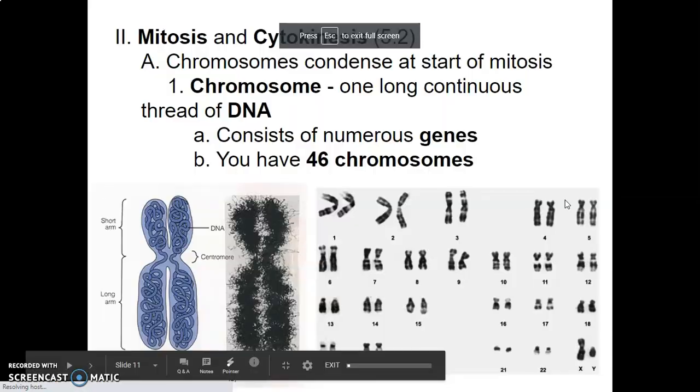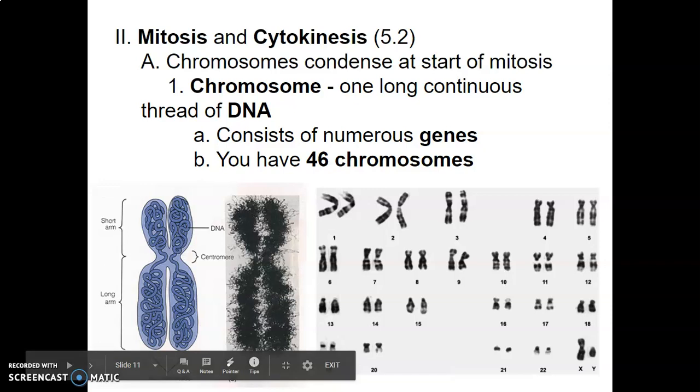Welcome to section 2 of this unit. We're going to be looking at mitosis and cytokinesis. Hopefully in section 1 you learned about the cell cycle.